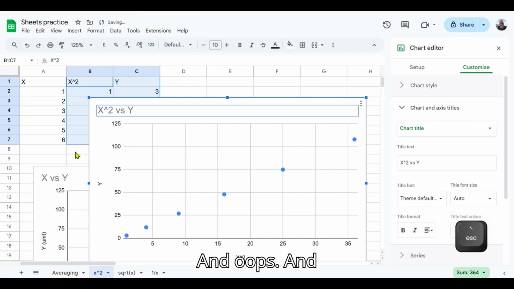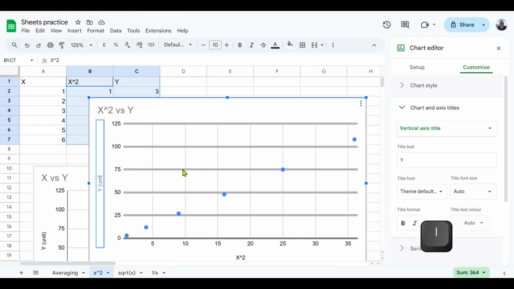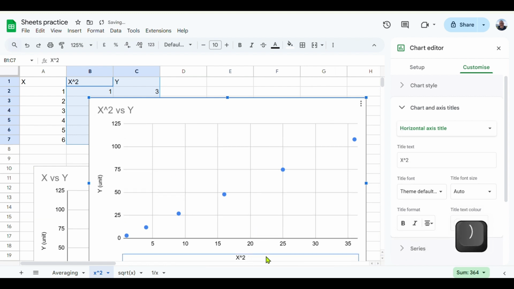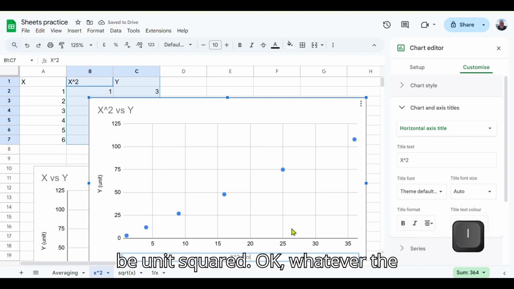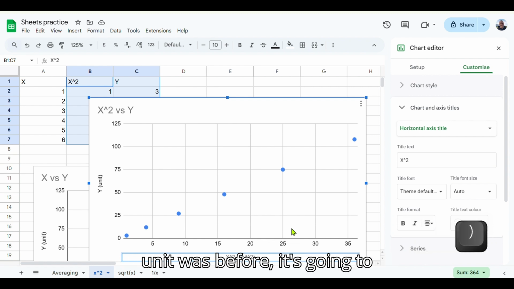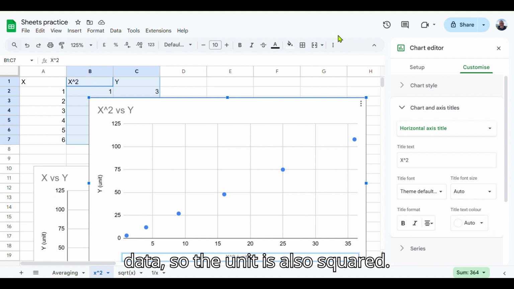And we want our units. Now, on our x squared, it's going to be unit squared. Whatever the unit was before, it's going to be squared because we've squared the data, so the unit is also squared.